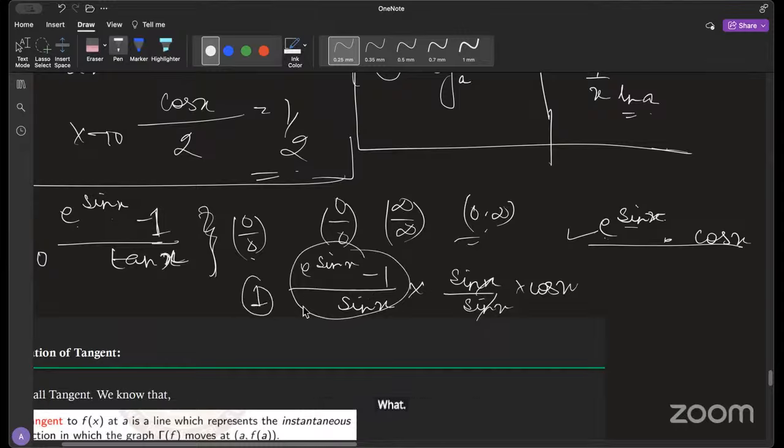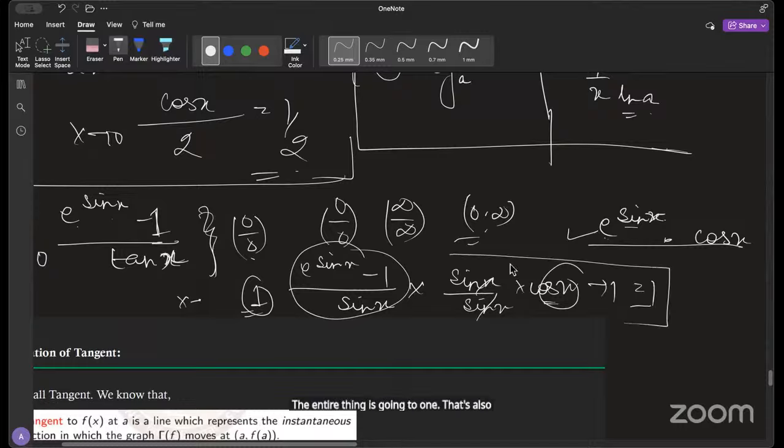Yes, this goes to 1, and this is going to 1. So this is also going to 1. So the entire thing is going to 1. That's also fine. You can do it using this method, or you can use L'Hopital's rule.